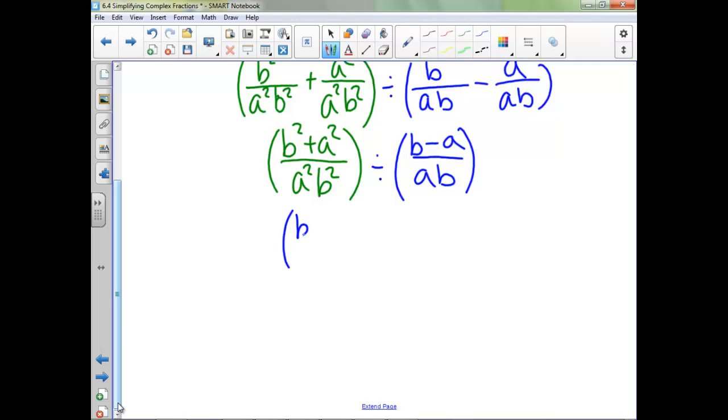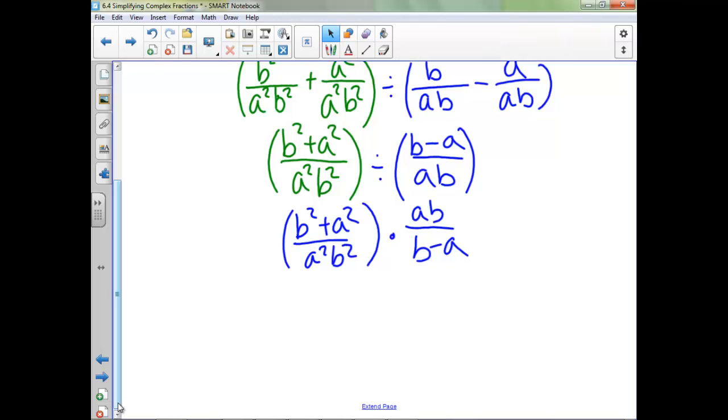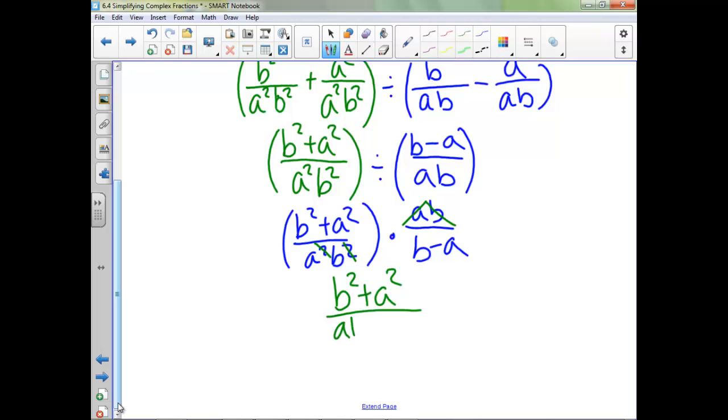So now let's change this to multiplication by the reciprocal. And now let's see, can we factor anything? We can't factor our numerator on the left, but we can divide out this a with this a squared, when it's left with a, and the b with the b squared. So our numerator is just b squared plus a squared over ab times b minus a. Notice because that numerator is addition, it will not factor.